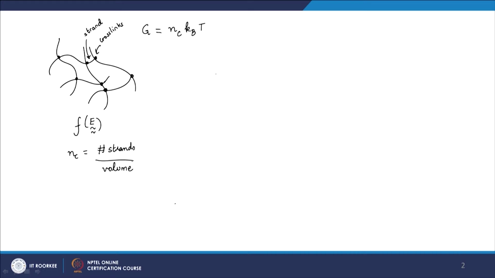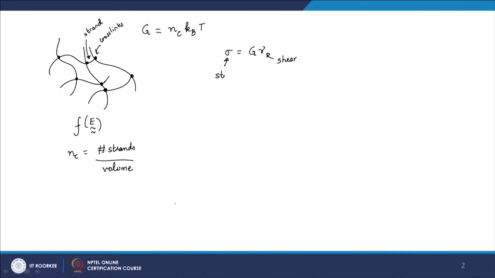And we have been discussing the case for a shear deformation. So for a shear deformation, the stress applied is something like G multiplied by gamma, where gamma is the shear that is obtained after application of a stress of sigma, and sigma is the stress, and this is my shear modulus.